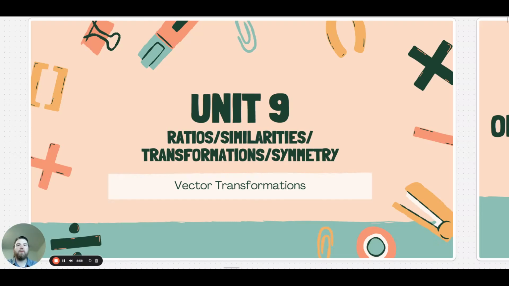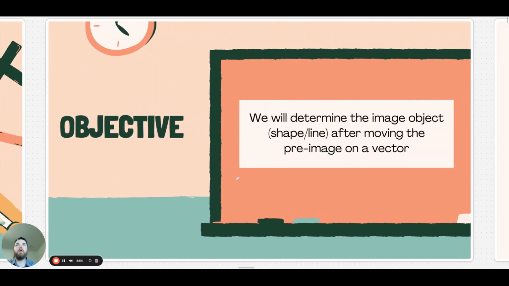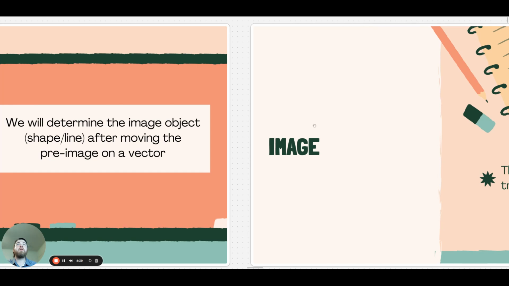Alrighty, let's go ahead and take a look at vector transformations. So what we are going to be doing here today is trying to determine what the image object is, be it a shape, be it a line, be whatever it is. Your image is going to be whatever happens after you move that pre-image. And specifically, we're going to do it along a vector today. So that's what we're going to be looking at.